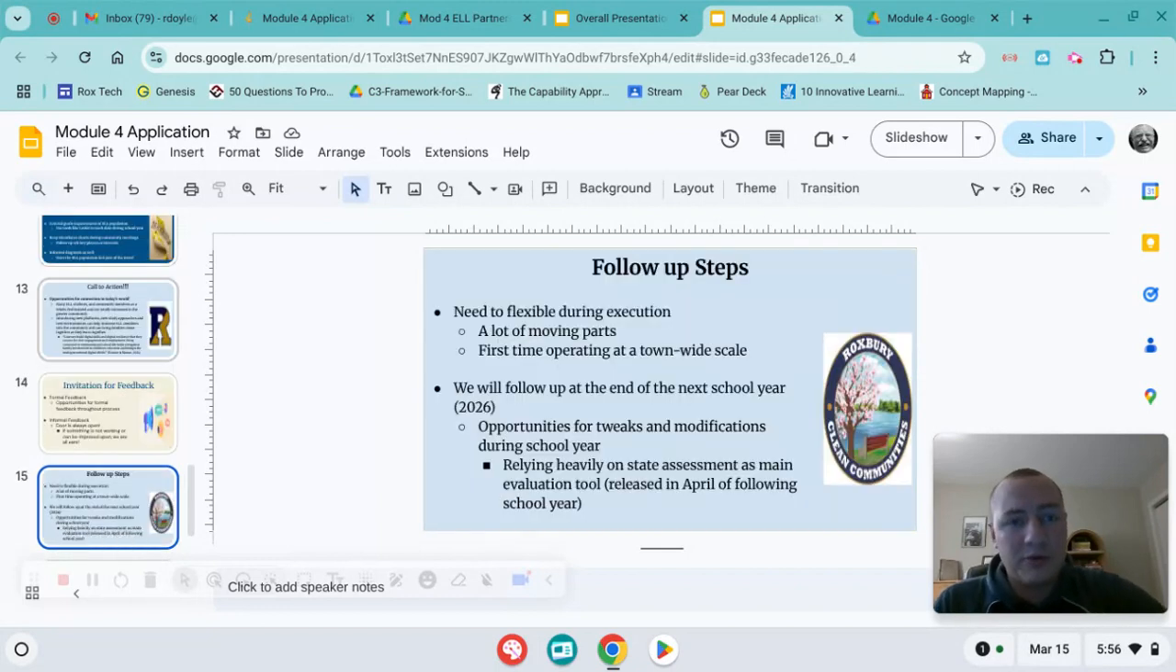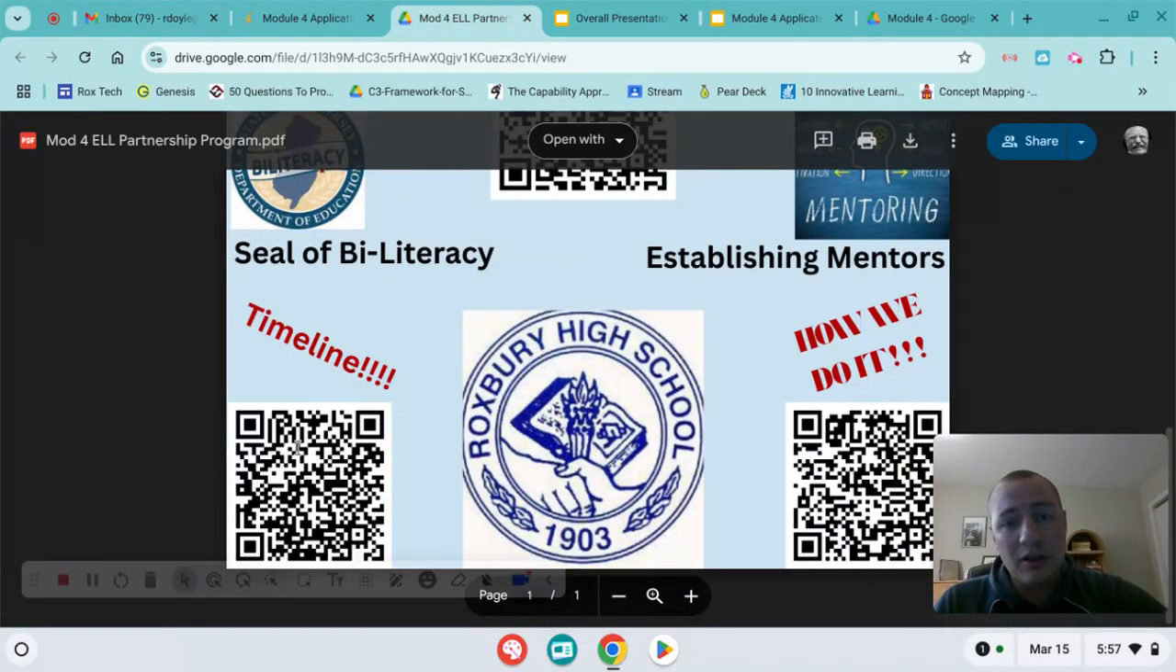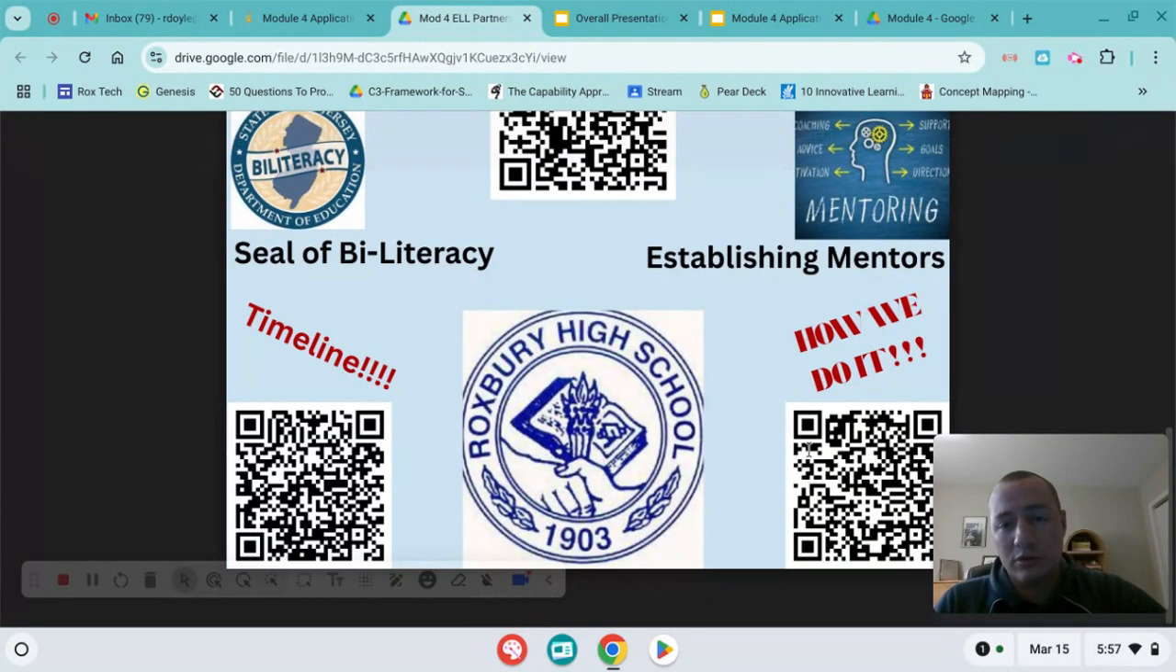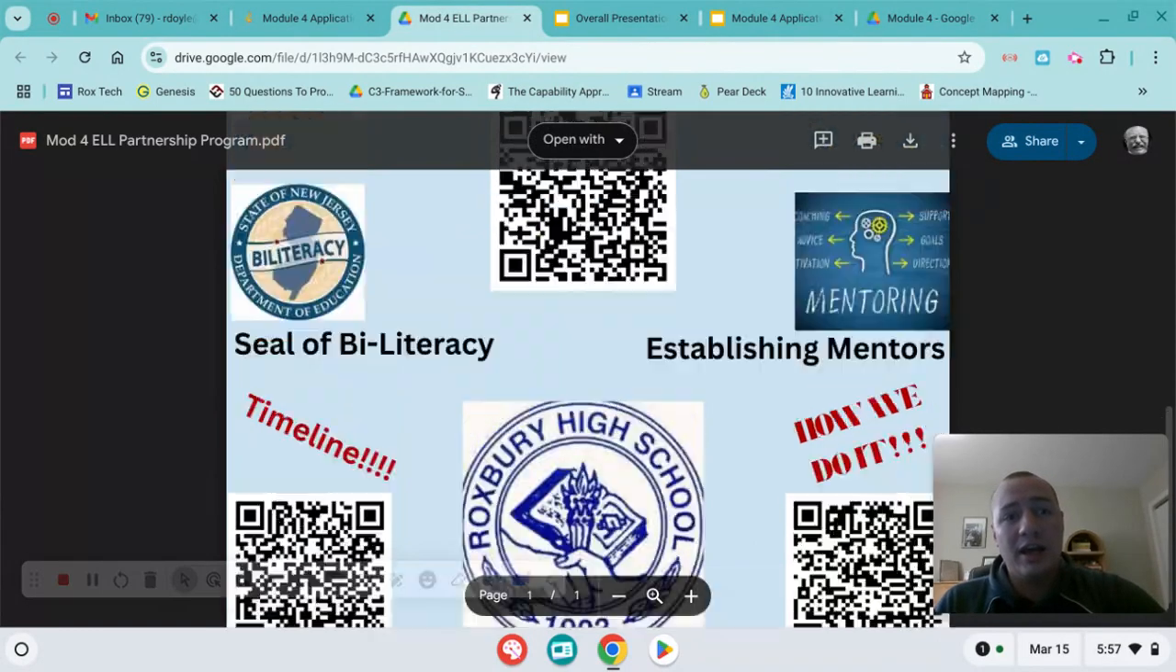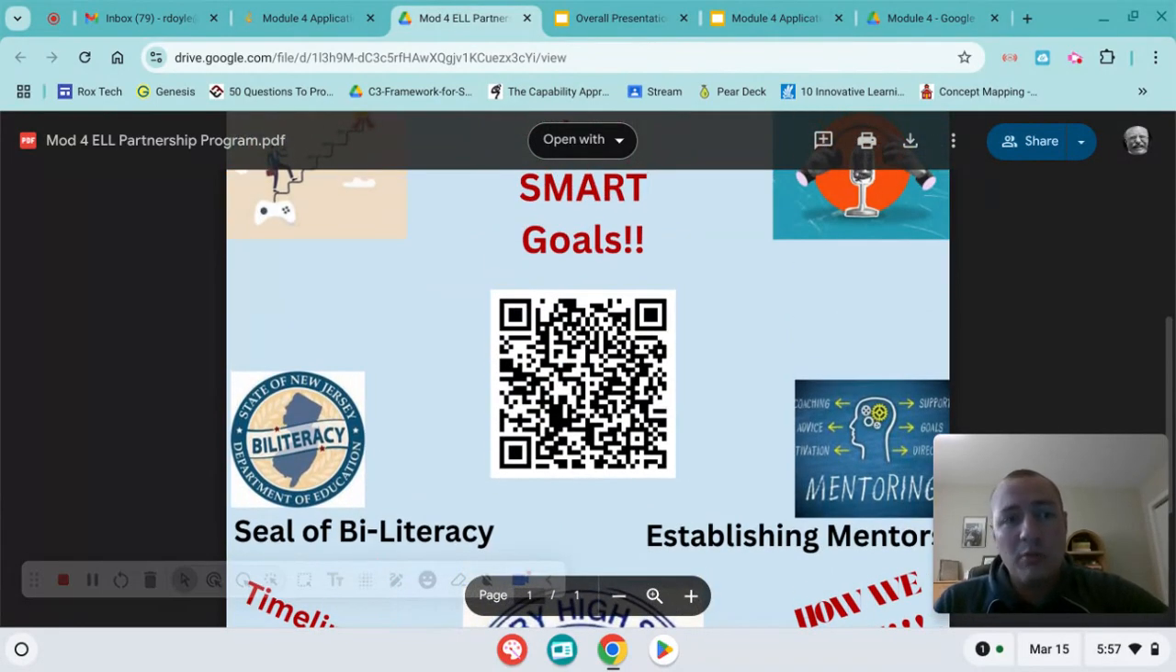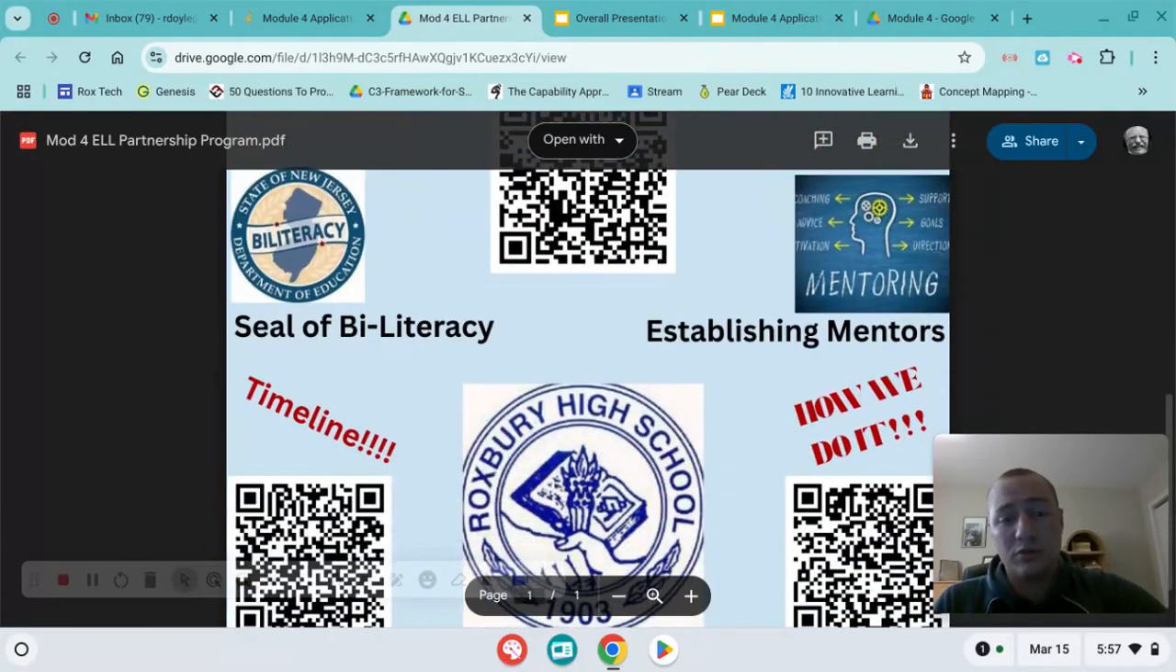And then some follow-up steps. What comes next? If we do well, how do we move forward? If we don't do so well, where can we be better? So there's a lot of different opportunities for tweaks and modifications. Nothing is written in stone. There's a general timeline here. There's a general risk or roles and responsibilities here and how we evaluate for success. And again, it's all driven by our SMART goals. But right now, here is what we have. This is what we're working with. And the goal is to move forward in order to help our ELL students.